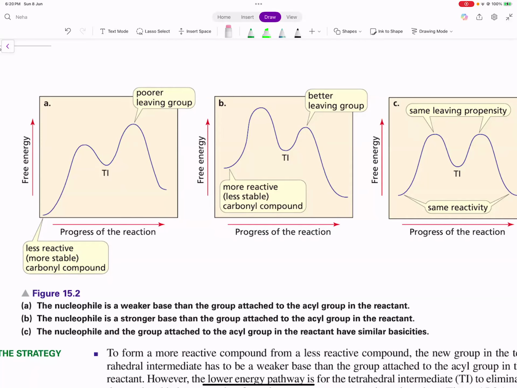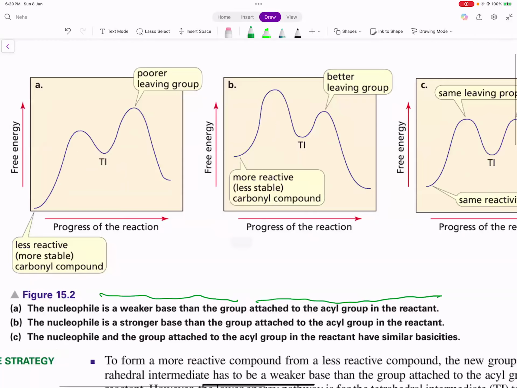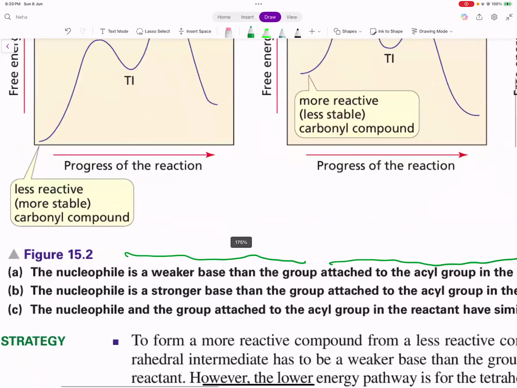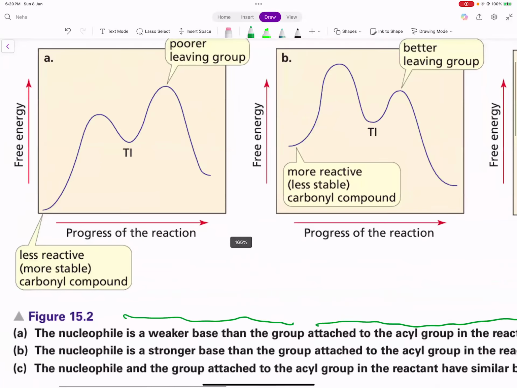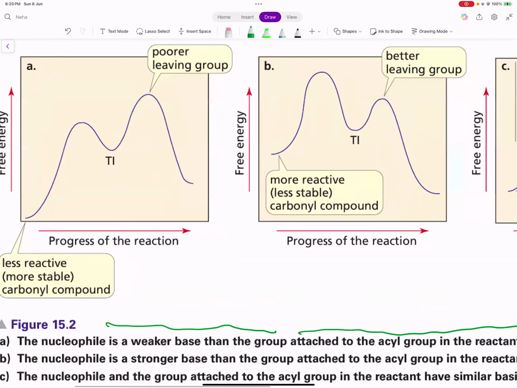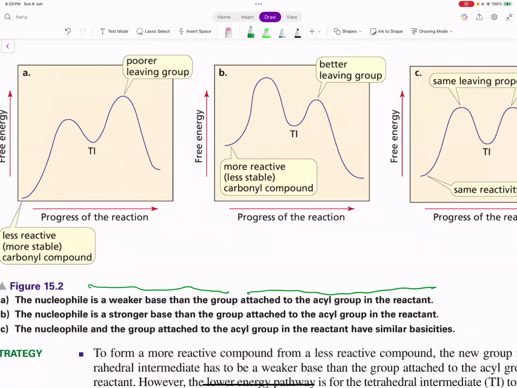This is a diagram where the incoming nucleophile is a weaker base than the group attached to the acyl group. Just focus on the first one. The second hill is higher. In the second case, the incoming nucleophile is a stronger base. So initially it has climbed a bigger hill. Now it is a tetrahedral intermediate, and it is able to expel the weaker base nicely. It's a small hill now, so we are getting the product.